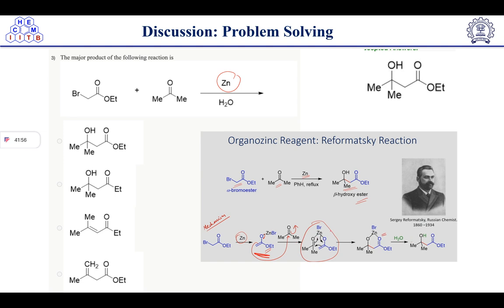will attack on the ketone to form this type of intermediate. Now you can see here, this will attack on this carbonyl, this one will go here and this will come here. It will form a six-membered transition state, and this will further on hydrolysis result in the formation of the corresponding alcohol ester. Okay, so the correct answer is option number A. So this reaction is known as a Reformatsky reaction.